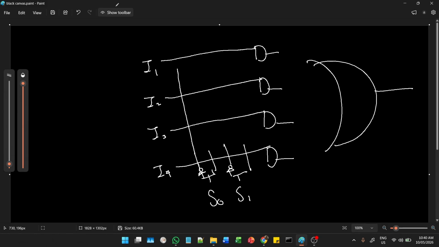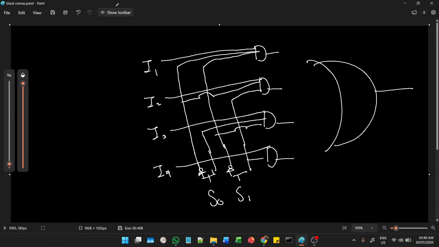So this will go over here, and so will this. I2 activates when S0 is 0 and S1 is 1. So what I can do is connect this and this. I3 activates when S1 is 0 and S0 is 1. So I can connect this and connect this. Whereas I4 activates when both of them are 1. So when connecting all of this, this is how a multiplexer works.